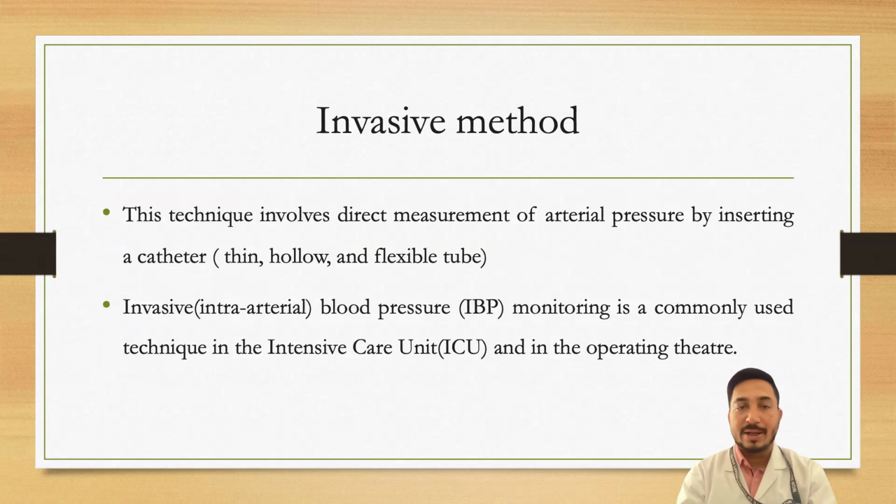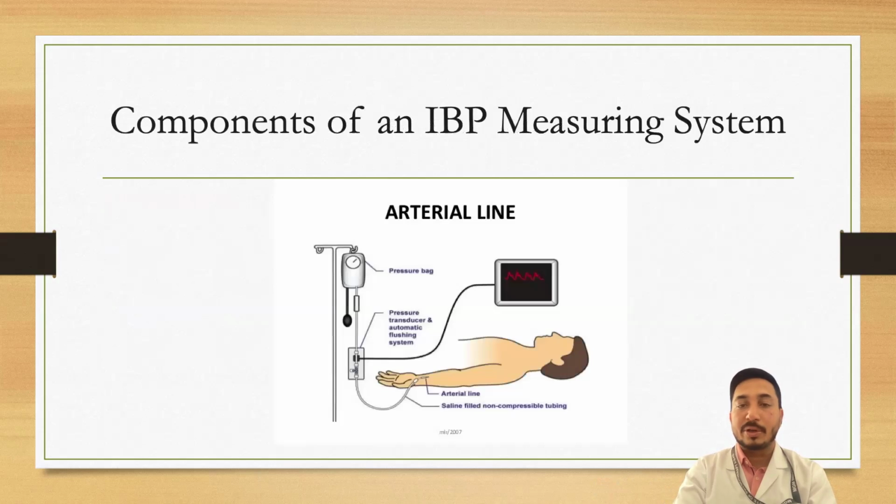Invasive method first. This technique involves direct measurement of arterial pressure by inserting a catheter. Invasive blood pressure monitoring is a commonly used technique in ICUs and in OTs. So a catheter is inserted in the body of the patient and blood pressure is directly assessed from the artery. The components involve an arterial line, a pressure bag, and the monitor to display the blood pressure.